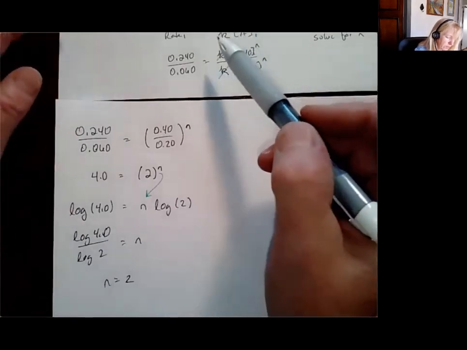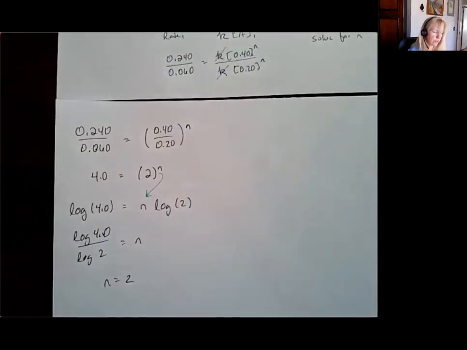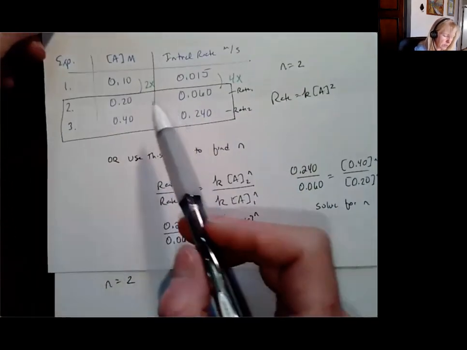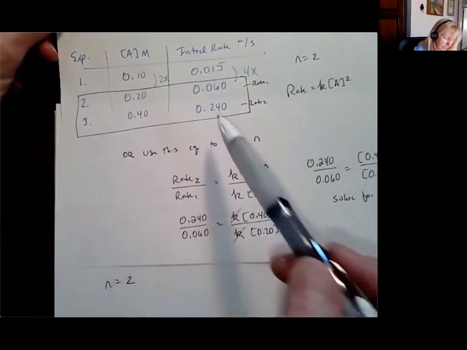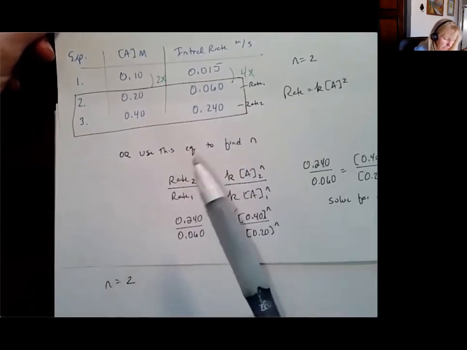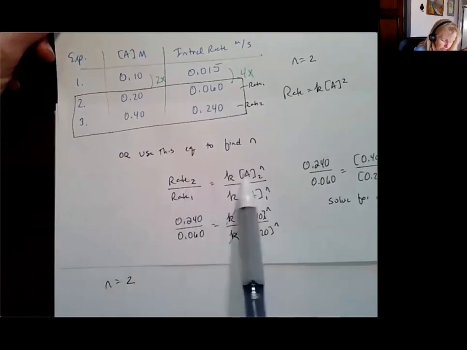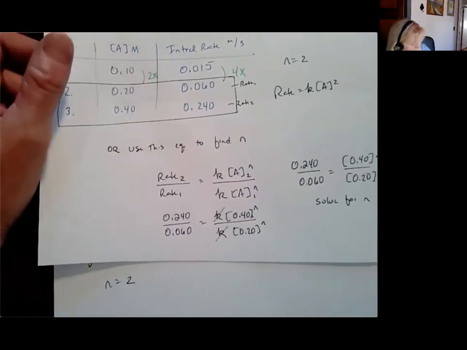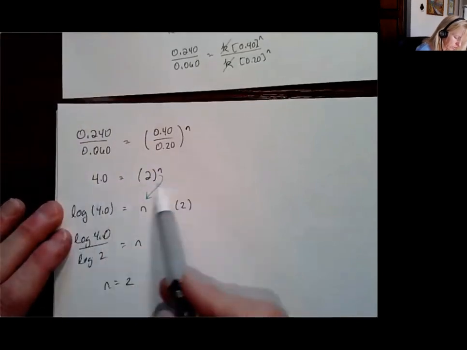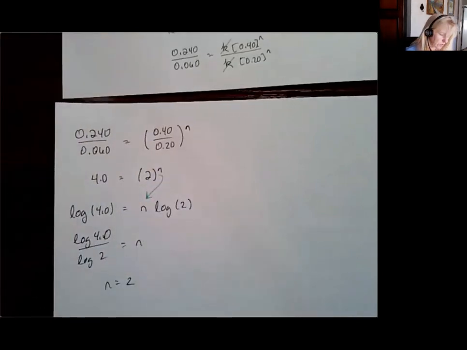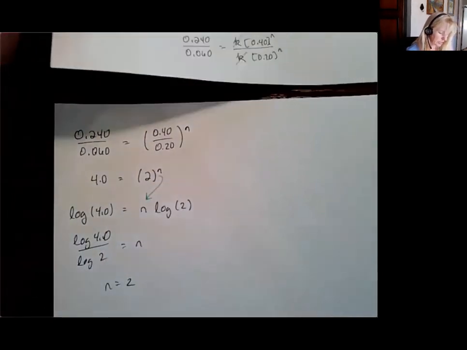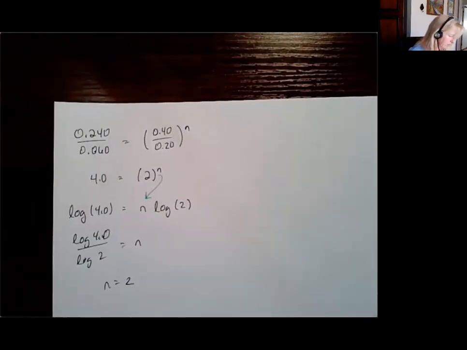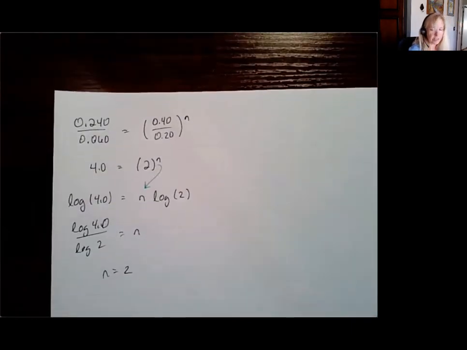You can always fall back to this where you pick two of those experimental runs and just plug them into here. I find it easier to put your higher rate on the top and your smaller rate on the bottom, but you could do it either way. So this is an important mathematical operation from that mathematical operation sheet that you guys did to kind of reorient you if you've forgotten how to do that.